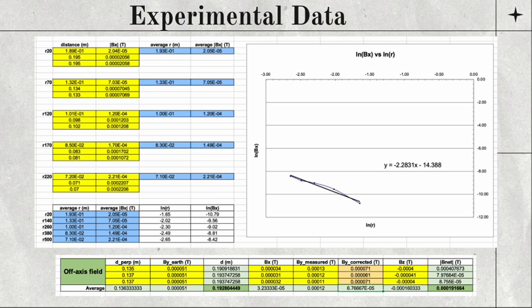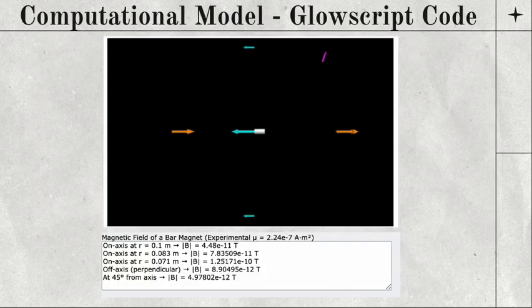Now, here's just an example of our experimental data with the graph on the side, showing the off-axis field and then the exponential plot on the side. And now this is our computational model with our data.